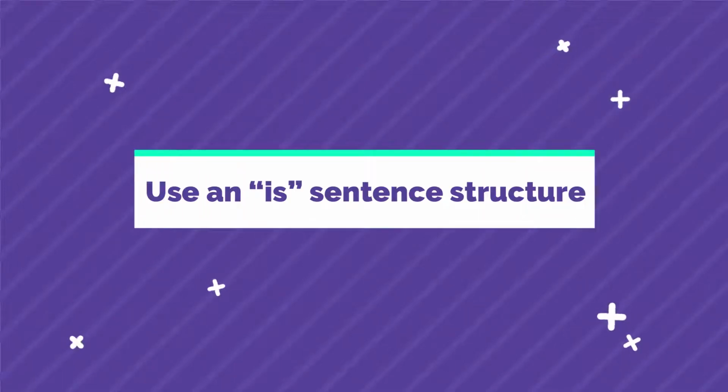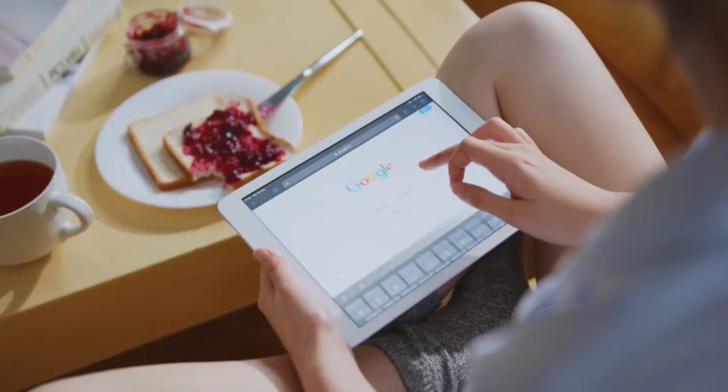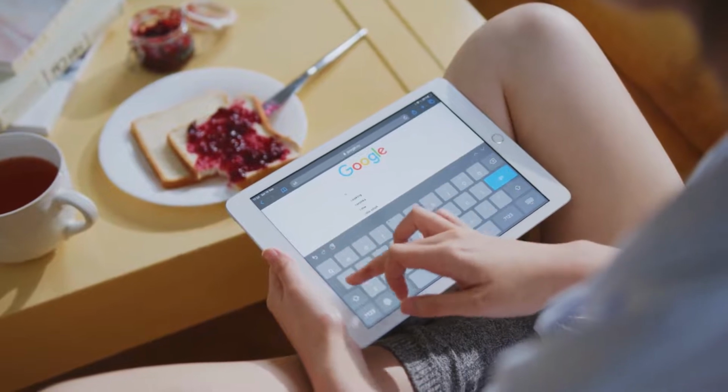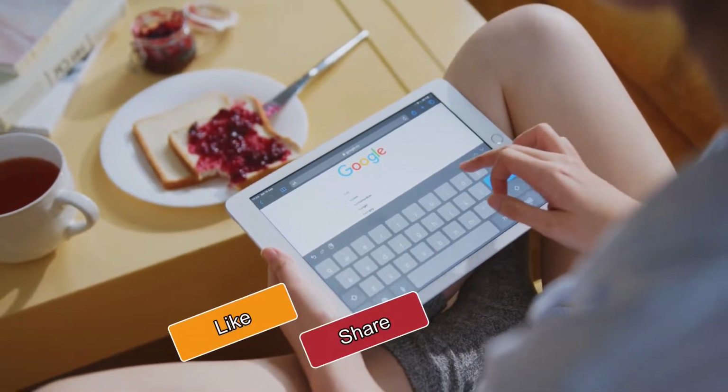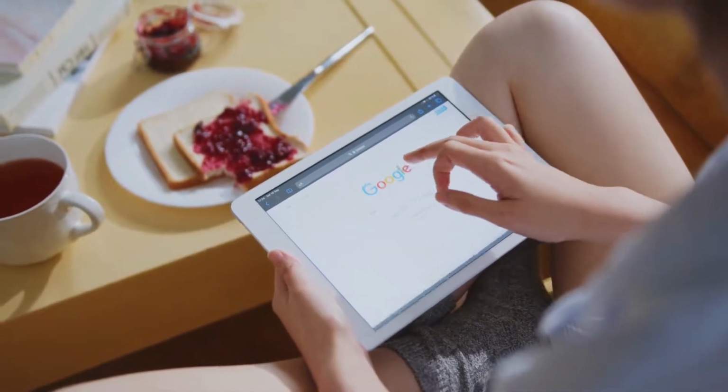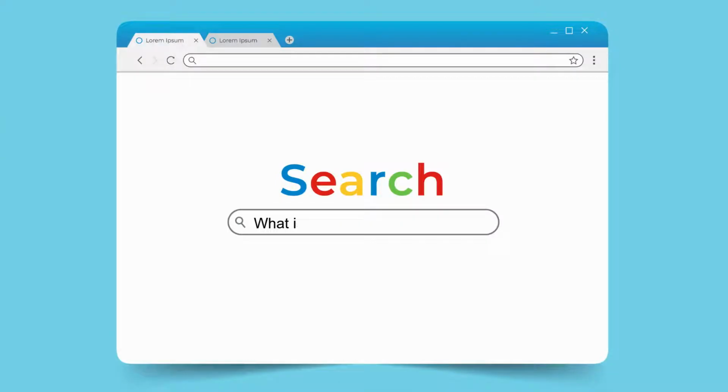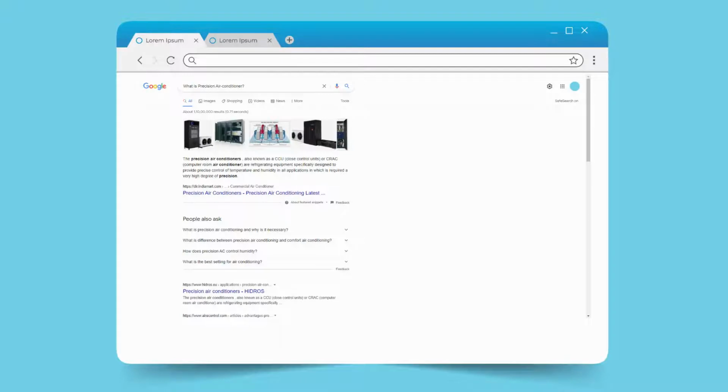Rule number 2, use an is sentence structure. Avoid indirect speech, past tense and complex sentence structure. Please keep it simple and direct. So, an example of this is what is precision air conditioner? These kinds of questions do very well on featured snippets.